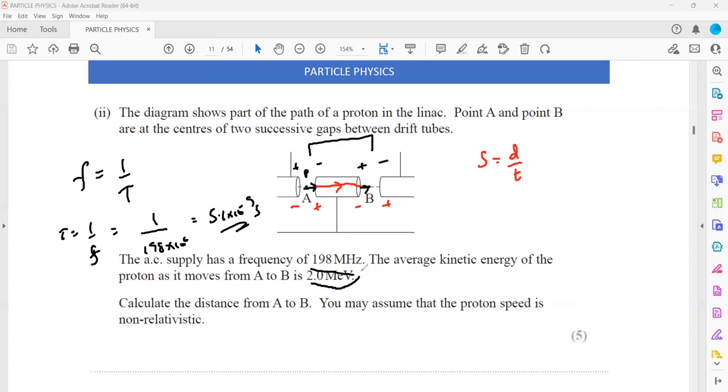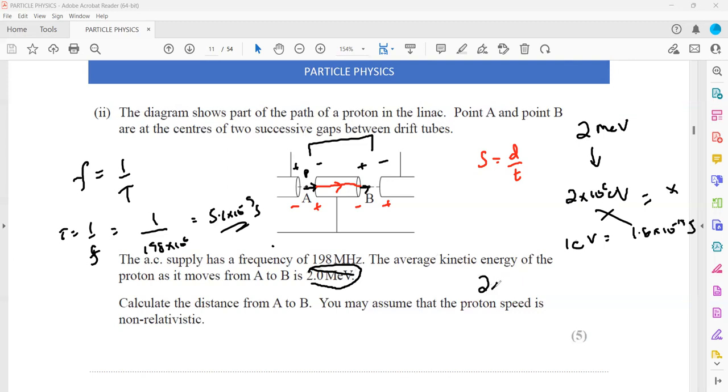That is 2 mega electron volts. But remember, the SI unit of energy is the joule. So you have to first convert this mega electron volt into joules before getting the final answer. So 2 mega means 2 times 10 to the power 6 electron volts, and 1 electron volt is equal to 1.6 times 10 to the power minus 19 joules. We multiply 2 times 10 to the power 6 with 1.6 times 10 to the power minus 19, and we get the answer in joules. This kinetic energy will be 3.2 times 10 to the power minus 13 joules.